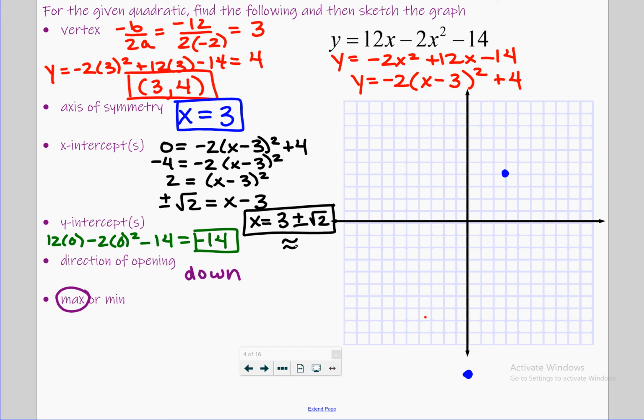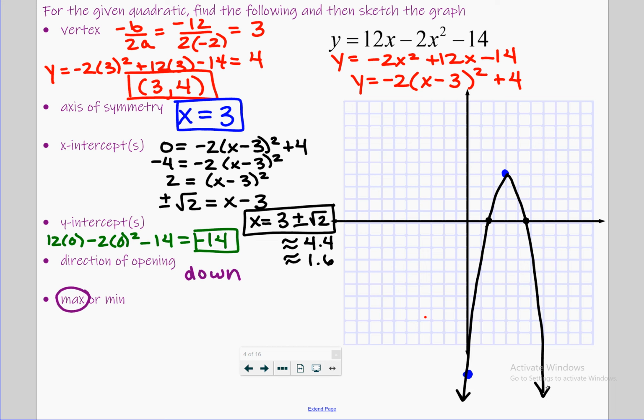If I do 3 plus rad 2, maybe we'll do that, about 4.4. And if I do 3 minus rad 2, I get about 1.6. So that can help you get the width a little bit. There we go. Okay, should be symmetric. Make sure you put arrows on it. Don't lose points for silly stuff like that.